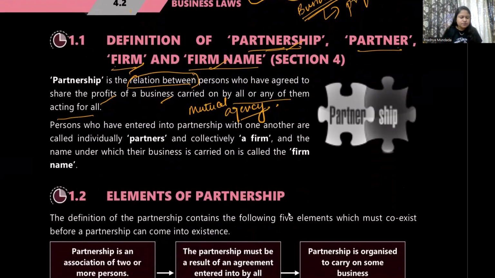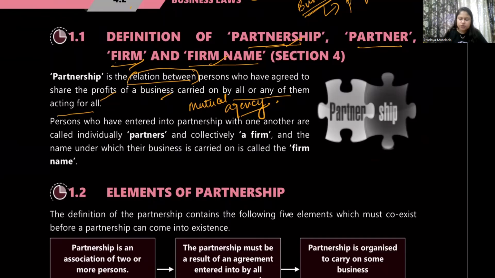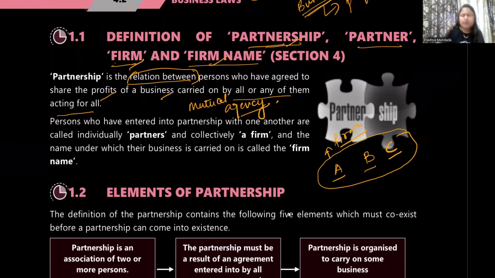Then, persons who have entered into partnership with one another are called partners. So every person in the partnership firm is called a partner. Correct? All the partners together, we call them the firm. So suppose there are three partners, A, B, C. Individually, they're called what? Partners. And when you want to talk about all the three partners together, we don't say three partners, we say firm. So collectively, all partners are called what? Firm.